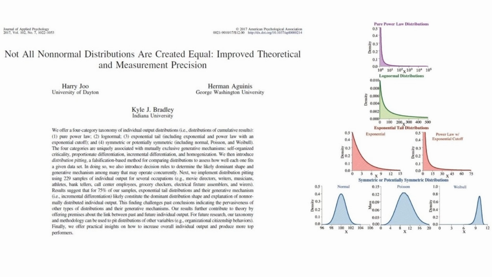Today we're going to be looking at individual output distributions. So basically, why some people achieve way more than others. And we're looking at this paper called Not All Non-Normal Distributions Are Created Equal, a taxonomy and empirical investigation of individual output distributions. So we're doing a lot of statistics today. We are, but we're going to make it fun. And we're going to try and distill it down into something that you can use.